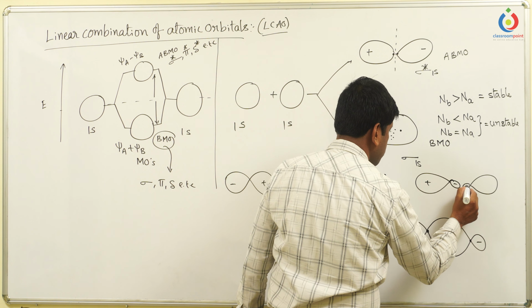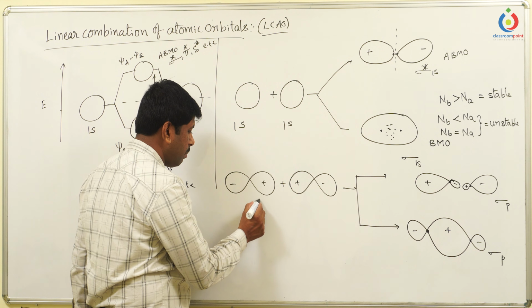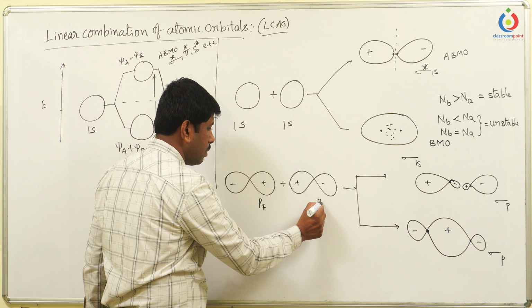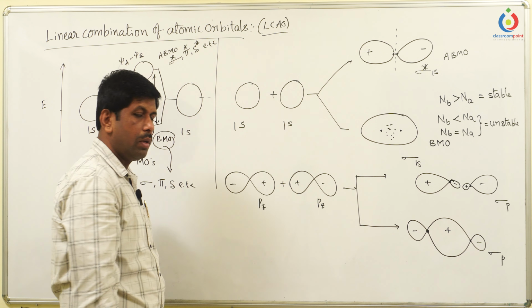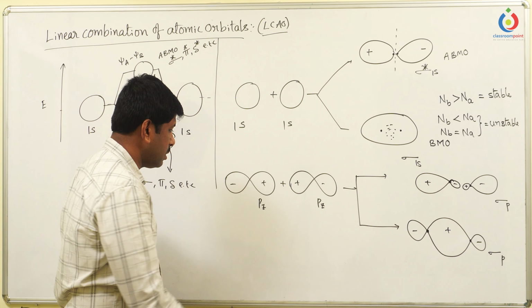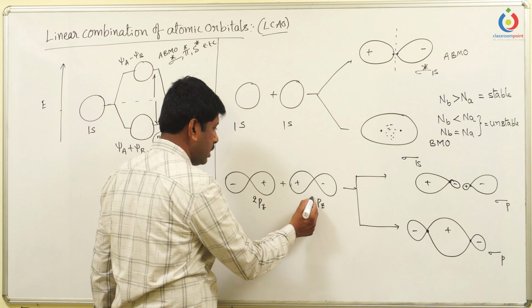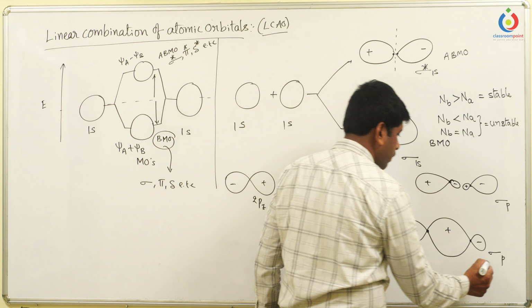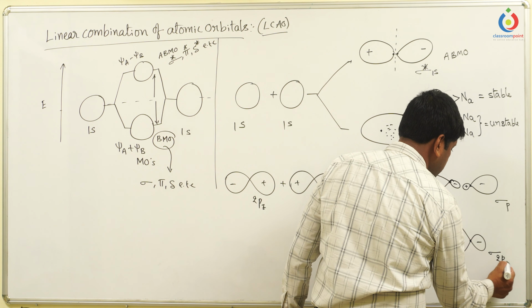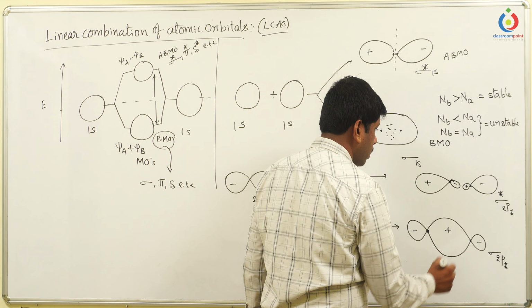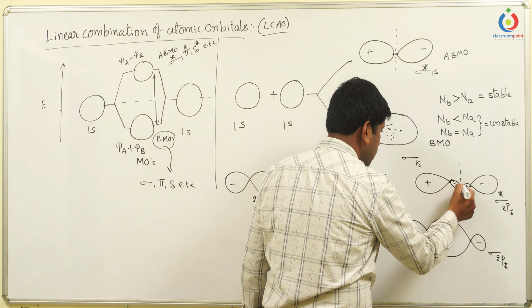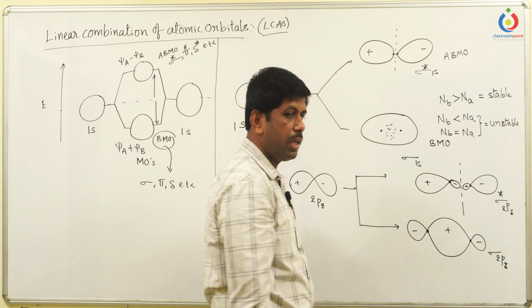Usually as per IUPAC convention, we take the pz orbitals undergoing intermixing along the internuclear axis. So let us take the sigma 2pz orbitals. Here also we can write sigma 2pz and sigma star 2pz orbitals. In case of the sigma orbital, there is no nodal plane, but in the case of the sigma star orbital, one nodal plane is present.